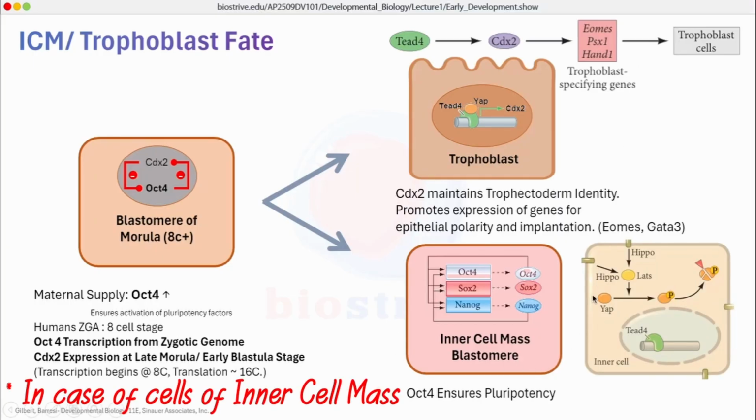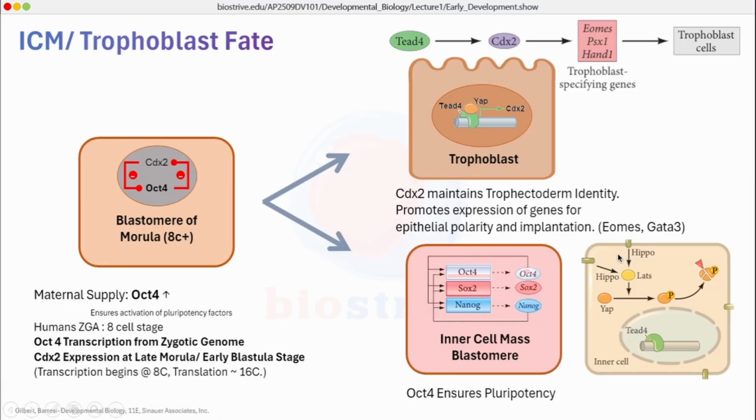In case of OCT4 cells, there are some specific Hippo proteins which are very much active. Now it has to be noted that these Hippo proteins are inactive in case of trophoblast cells. They are not active. But in case of inner cell mass, these Hippo proteins are very much active, and they give rise to this LATS protein, which is a type of kinase, and this LATS protein will be phosphorylating the YAP protein, and if this YAP protein is phosphorylated, it will not activate the TEAD4 protein. And if TEAD4 protein is not activated, expression of CDX2 will not be there, and there will be no CDX2 protein in case of inner cell mass.